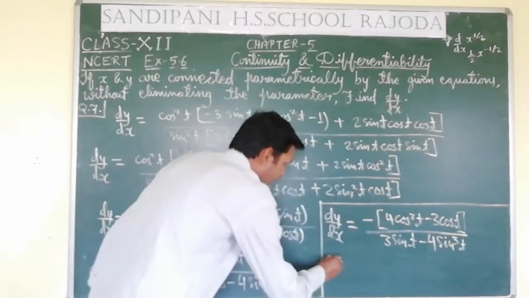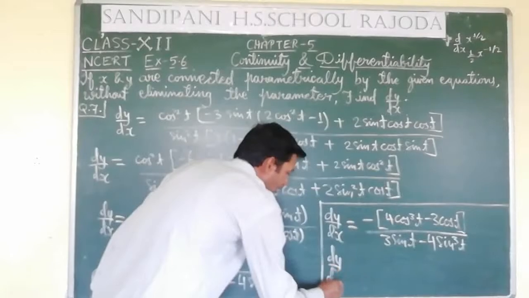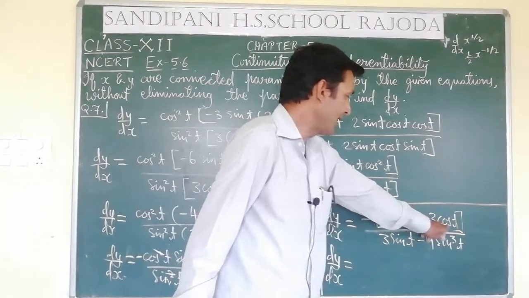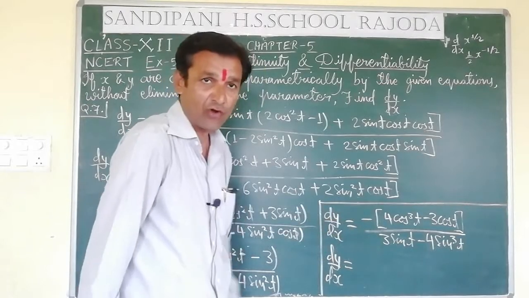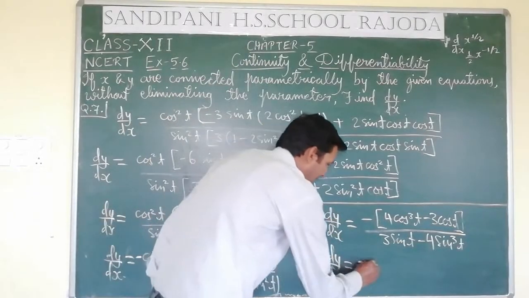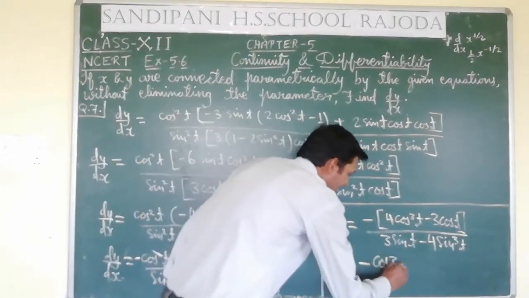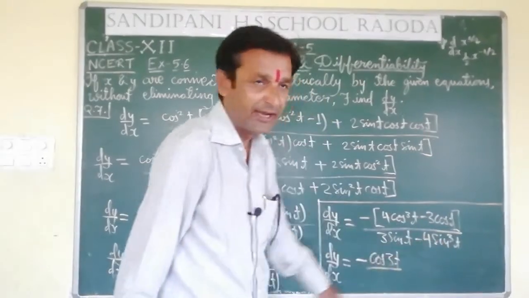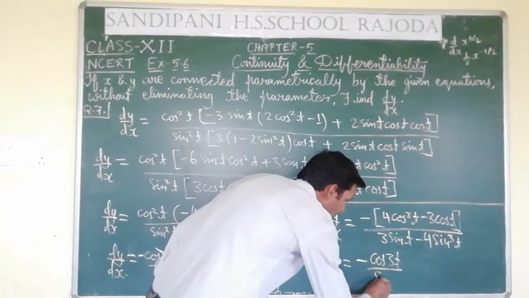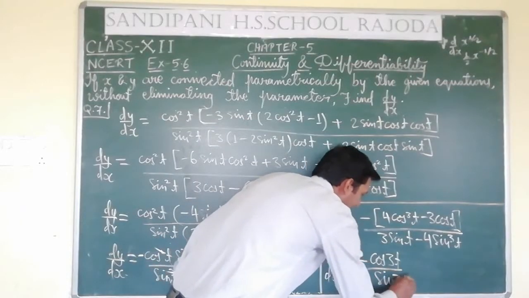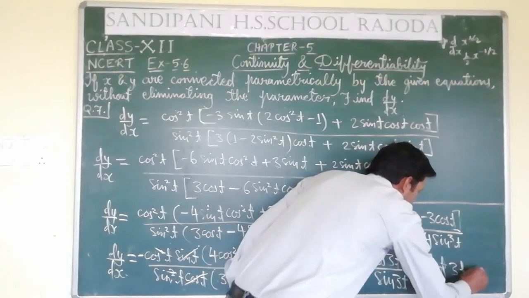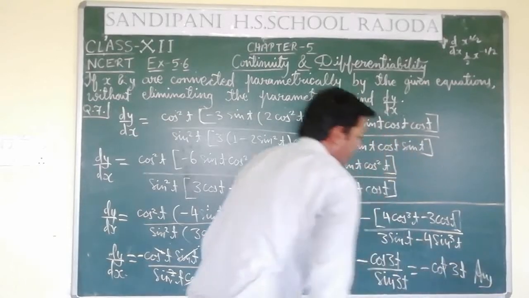So dy by dx is equal to what? 4 cos cube t minus 3 cos t is the formula of cos 3t. So it will become minus cos 3t, and in denominator 3 sin t minus 4 sin cube t is sin 3t. So finally our answer is minus cot 3t. This is our answer. So this question is over now.